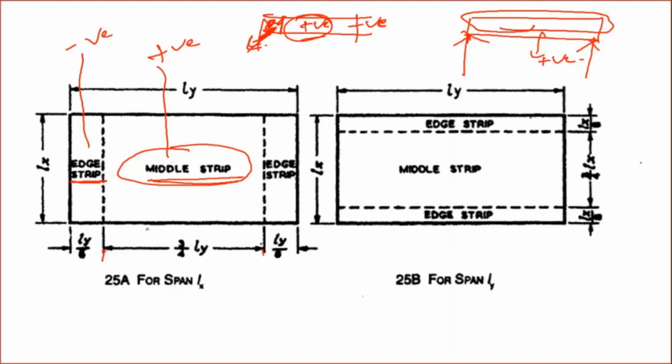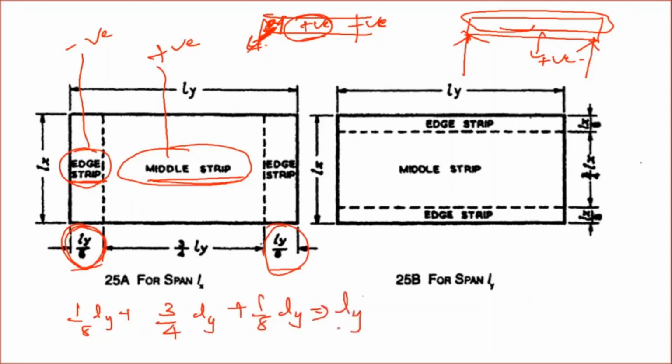Whatever the width of the middle strip is, its width will be 3/4 of the total width. Whatever the width of the edge strip is, that is 1/8 of the total width. So this edge strip is 1/8 of the width, this is 3/4 of Ly, and this is again 1/8. So totally how much will it be? Ly, which is the total width.